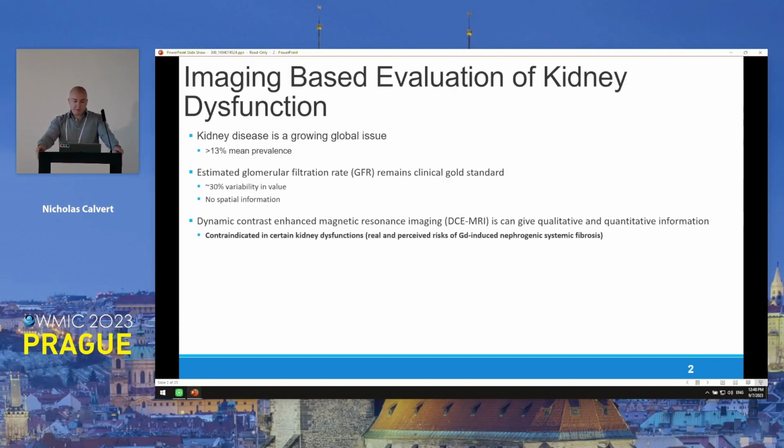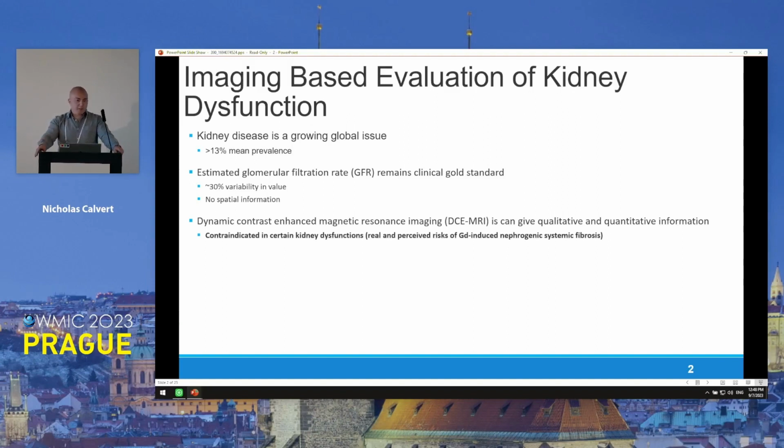And the problem with GFR right now is it gives us a value of what's happening with the kidney, but there is a 30% variability in this value based on its being in population-derived data. And oftentimes we don't see real major changes in GFR until kidney dysfunction is very low. And important to me as an imaging scientist, GFR doesn't provide any spatial resolution at all.